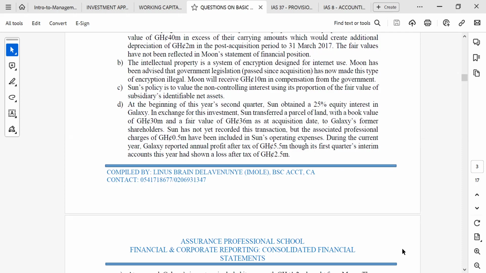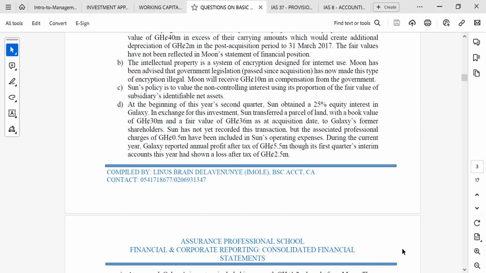So at the beginning of this year's second quarter, that will be from 1st July, because our reporting year is 1st April to 31 March. So at the beginning of this current accounting period, that's what they mean by at the beginning of this year's second quarter. That was when the acquisition was done. Okay. During the current year, Galaxy reported an annual profit after tax of 5.5 million, although its first quarter interim account this year had shown a loss after tax of 2.5 million.